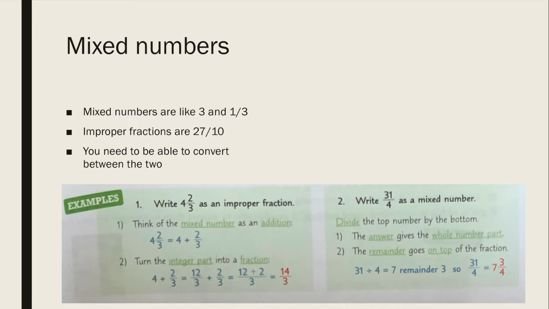The second example says from improper fractions to a mixed number. So 31 over 4 as a mixed number. First, we're going to divide the top number by the bottom. The answer gives the whole number part, but the remainder goes on top of the fraction. So for example, 31 divided by 4 is equal to 7, remainder 3. So 31 over 4 is equal to 7 3/4.